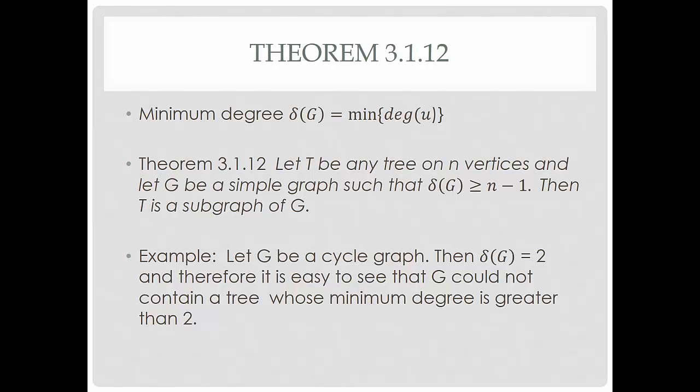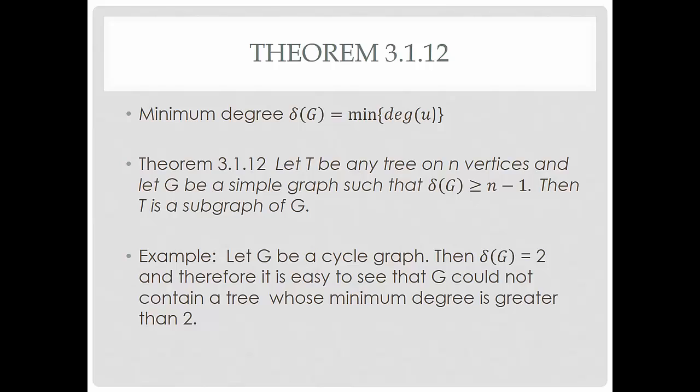We're going to begin this lecture with a discussion of Theorem 3.1.12. Before we discuss the theorem, let's recall what the minimum degree of a graph is. The minimum degree, which is denoted by small delta of G, is simply the minimum of the set that lists all the degrees in the graph.